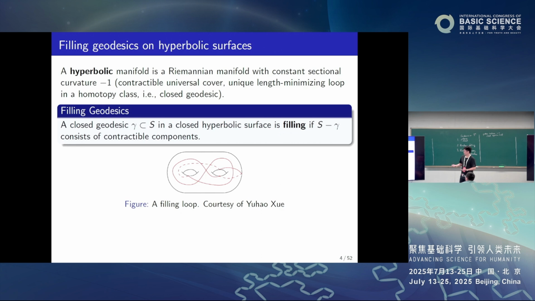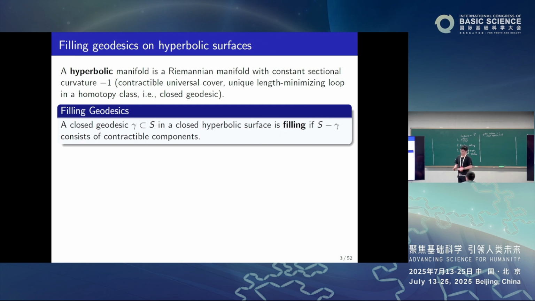And today we look at a property called filling. So filling just means you have a submanifold which is carefully positioned in your manifold so that it cuts the manifold into contractible components. Like on a hyperbolic surface, you can have a closed geodesic so that if you cut along the geodesic, then it destroys all topology and you only get balls.